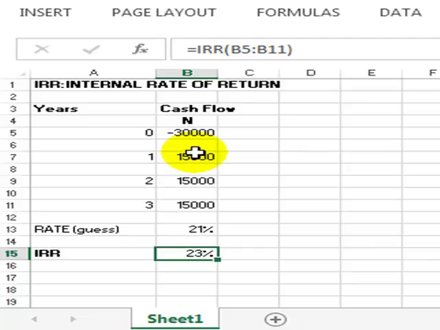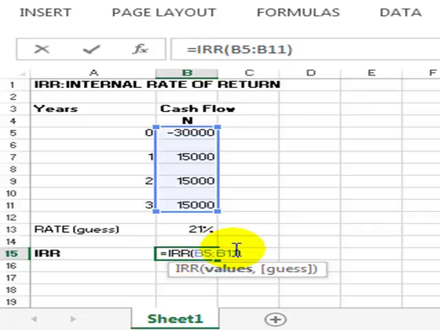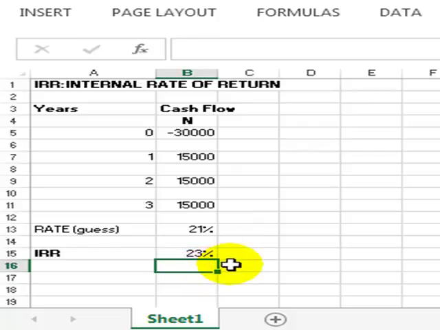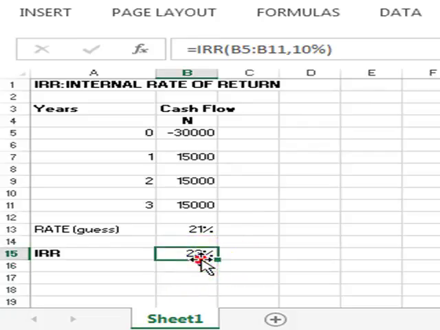Our answer is yes. Since the internal rate of return is higher than the cost of 21% to raise this particular fund, it is advisable for the firm to borrow this particular amount of money. Now, let's include the 10% in this analysis. You see, Excel will give us the same result. Let's include 10%. Everything gives us 23%.